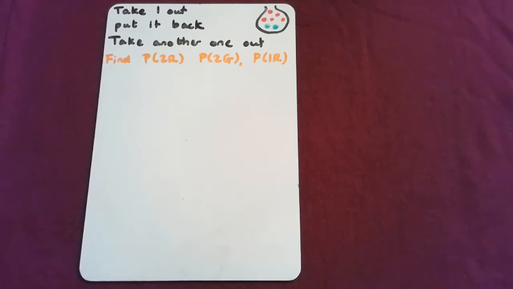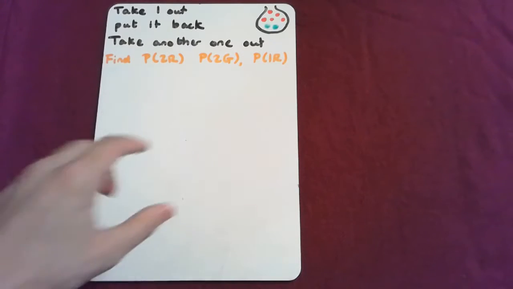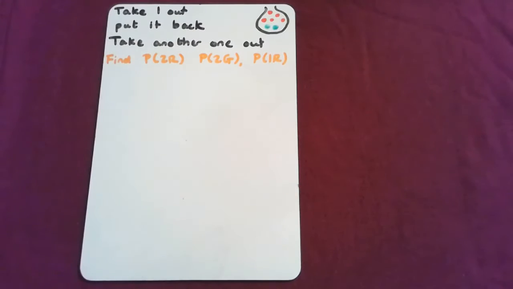Hello everyone, today we're looking at the topic of tree diagrams and finding the probabilities of successive events. We're going to look at a few different examples. We're going to start with a scenario where we have a bag with 7 counters in it. Now 5 of them are red and 2 are green.